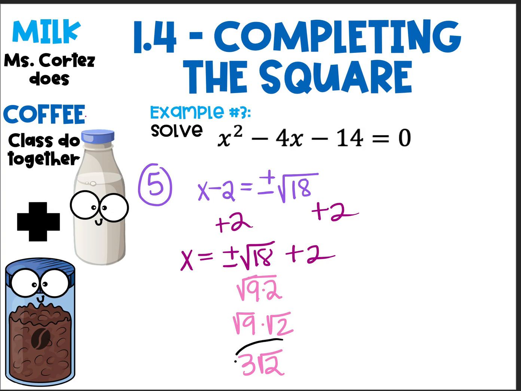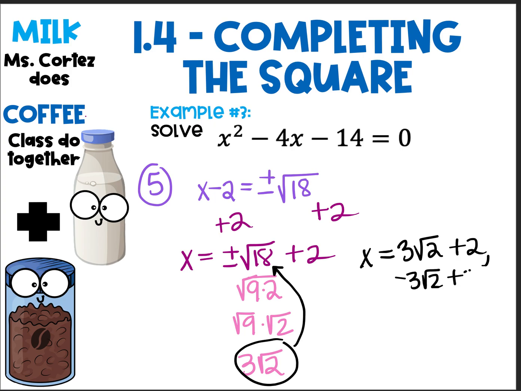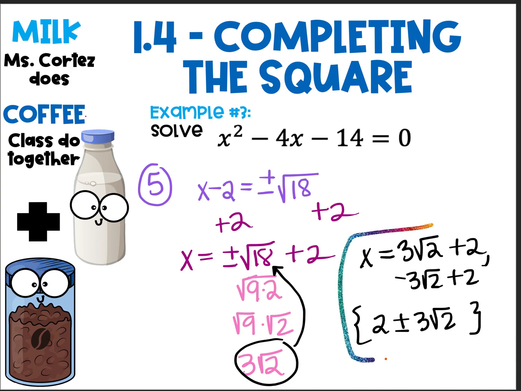After I replace the square root of 18 by 3 square root of 2, my solution set is 3 square root of 2 plus 2 and negative 3 square root of 2 plus 2. In the solution set form, I'm going to flip it around so I can use the plus or minus notation. 2 plus or minus 3 square root of 2. That's my possible solution set in both set notation and just as an answer.